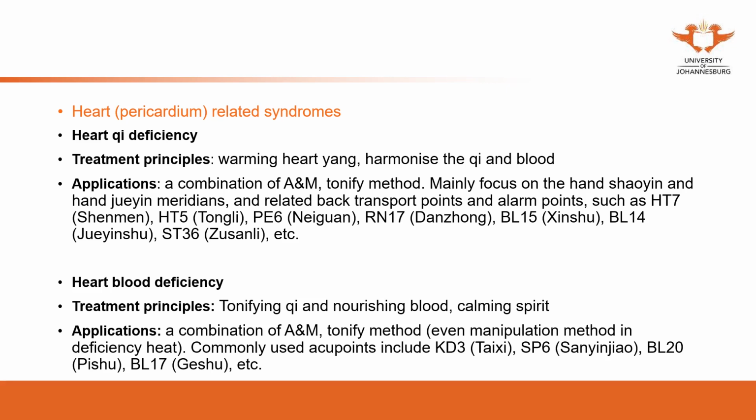Sometimes we also can use the front mu points. The front mu points can be used for reducing, but because of some situations, some symptoms, although this is a deficiency syndrome, some emergency, some acute stage, we also can use the aligned points, such as the common points we use: heart 7, heart 5, pericardium 6, Ren 17, bladder 15, bladder 14, stomach 36.